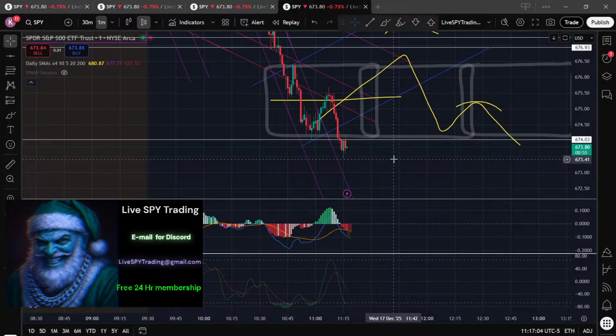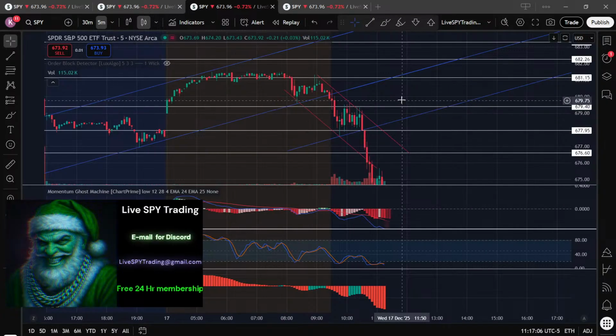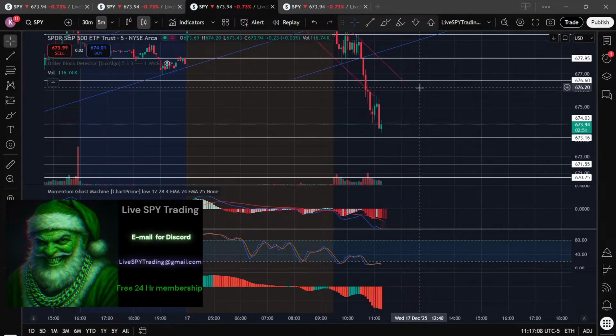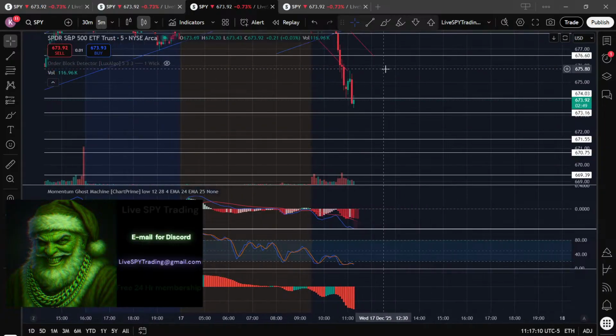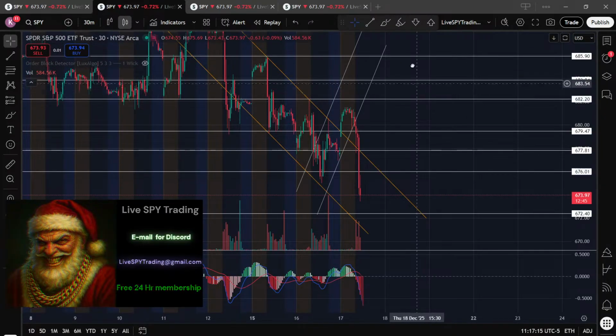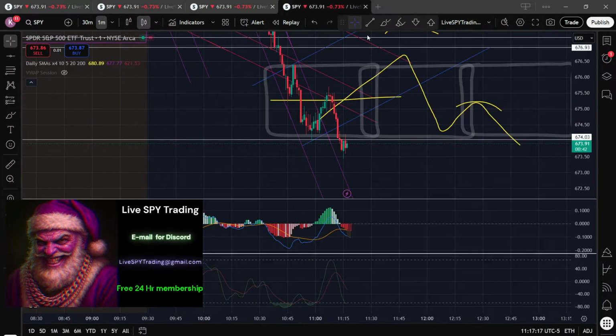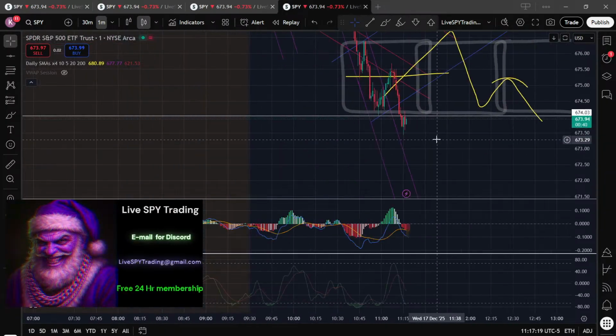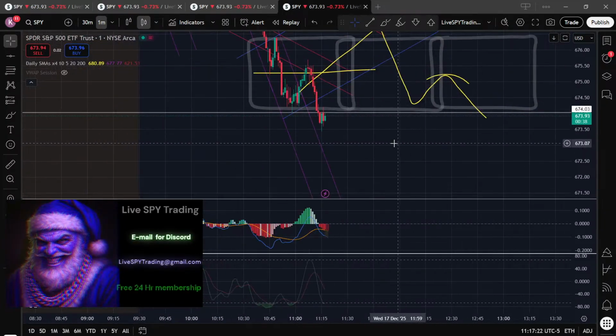Okay, let's check higher time frame. The 5 minute says we got some more room for the down. 30 minutes says we got some more room for the down. This 1 minute might be a little choppy.